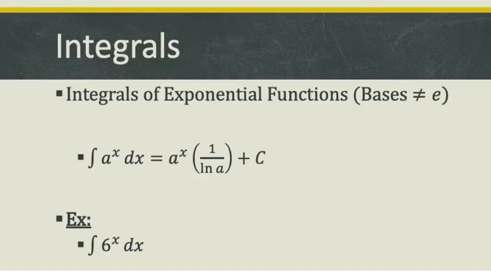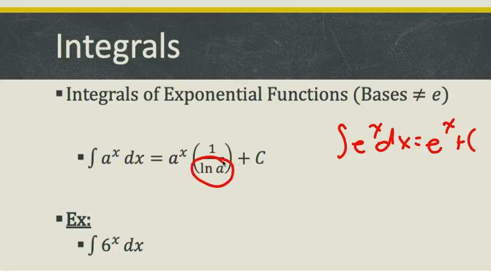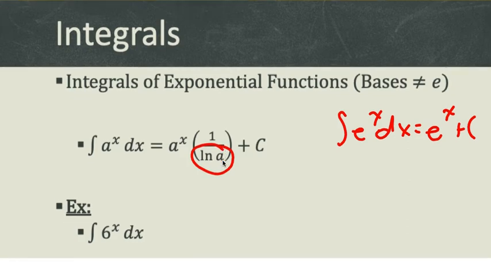All right, now looking at integrals with bases other than e. Like we talked about before, if we had the integral of e to the x dx, this was just equal to e to the x plus a constant. Now if the base is something other than e, we have this part in here again, the ln of whatever the base is on the denominator.